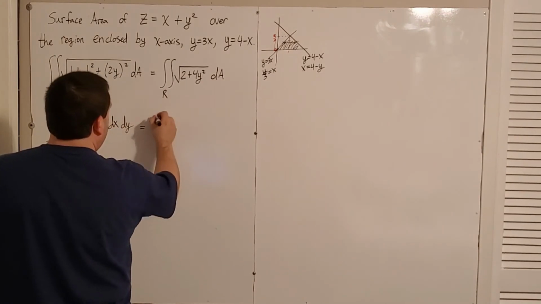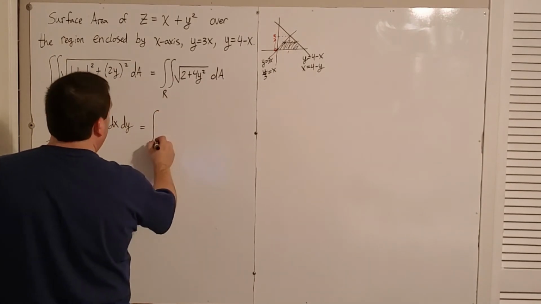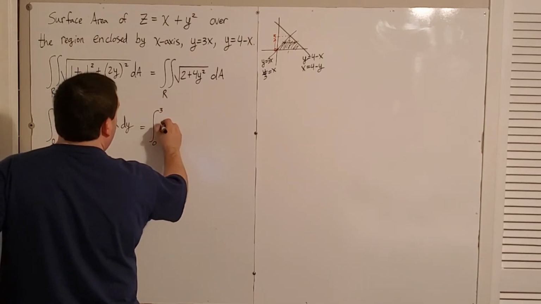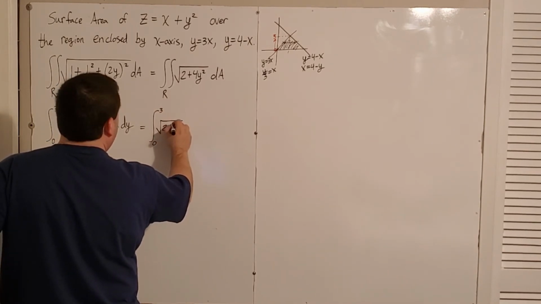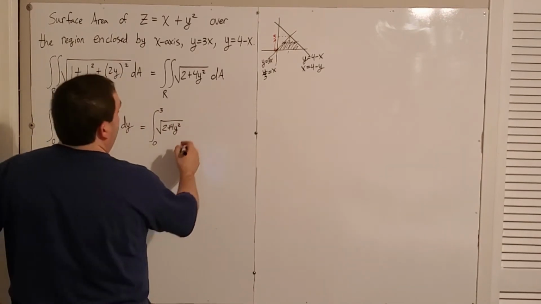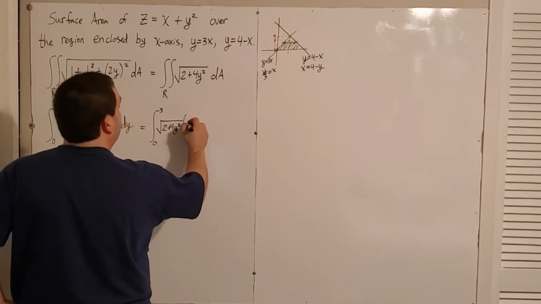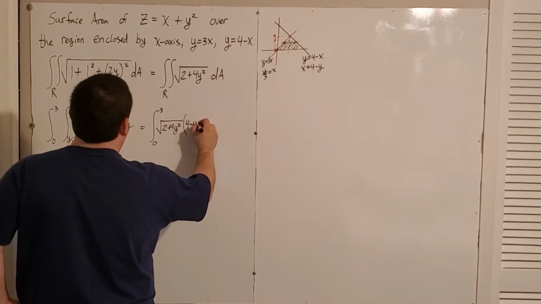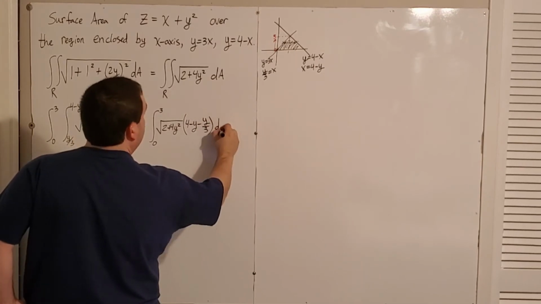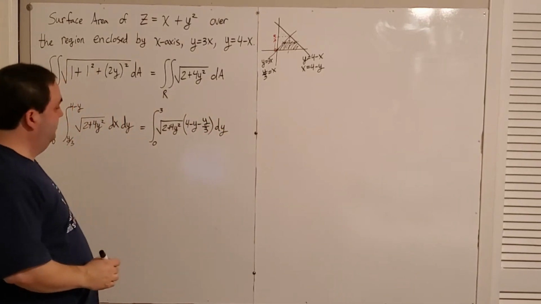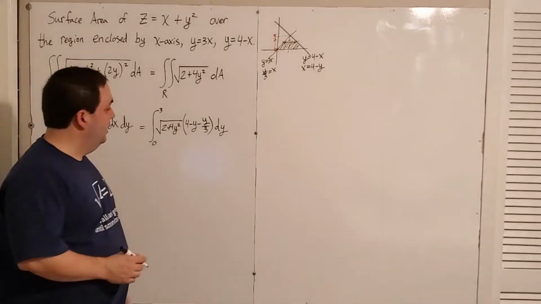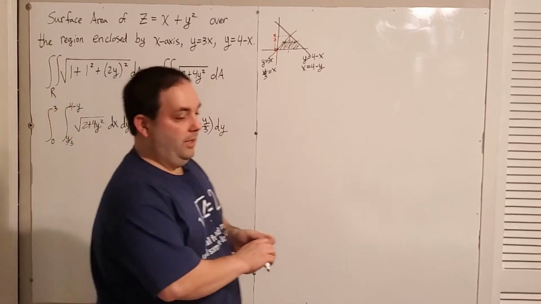Okay, so I have the integral from 0 to 3 of the square root of 2 plus 4y squared, times 4 minus y minus y over 3, dy, like this. Okay, so let's clean this up a little bit right here.